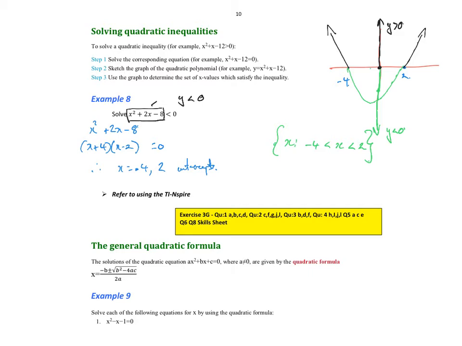Okay, so whether you write it in that form or whether you write x as an element of negative 4 to 2, except we should put round brackets, shouldn't we? Because our points are not included. Okay, so step 1, sketch the graph, and then from the graph you can tell which section of the graph satisfies the inequality.